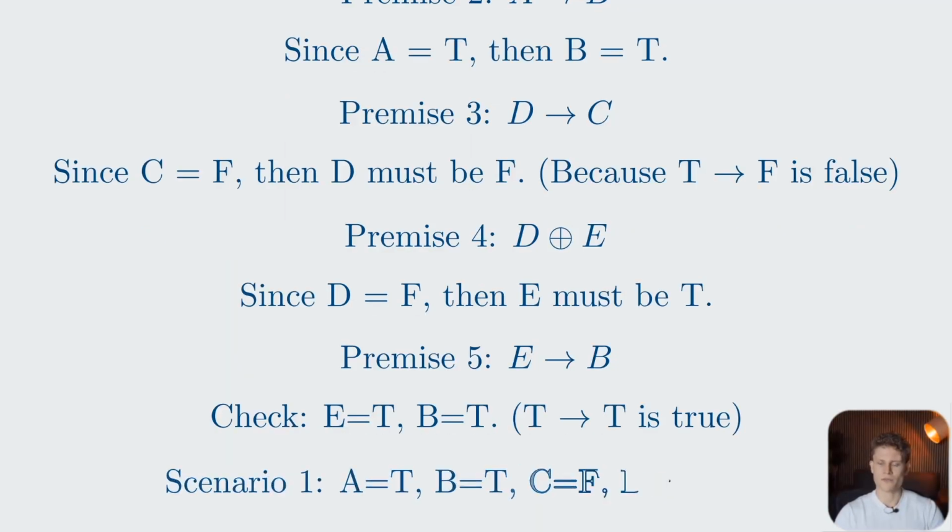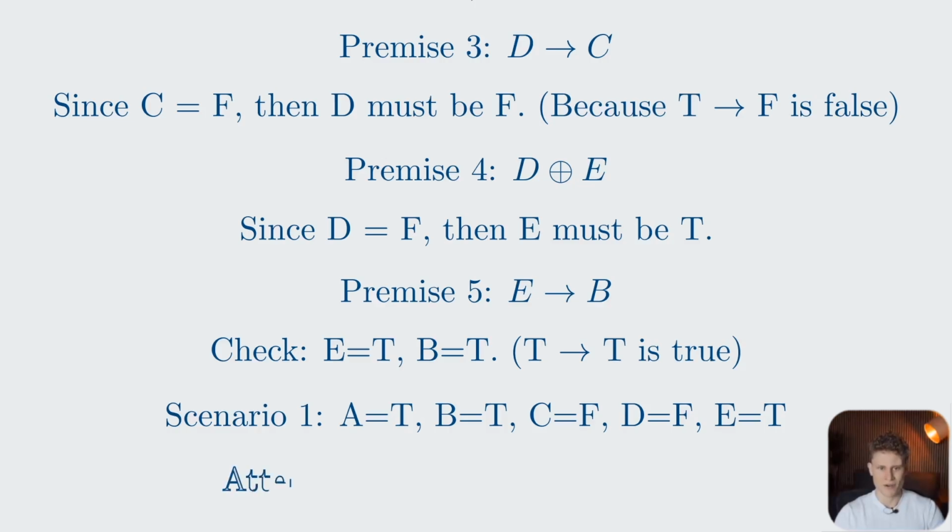We have found our first complete, consistent scenario. When Anna attends, Ben attends, Clara doesn't, David doesn't, and Elena attends. This means 3 people attend in this scenario.